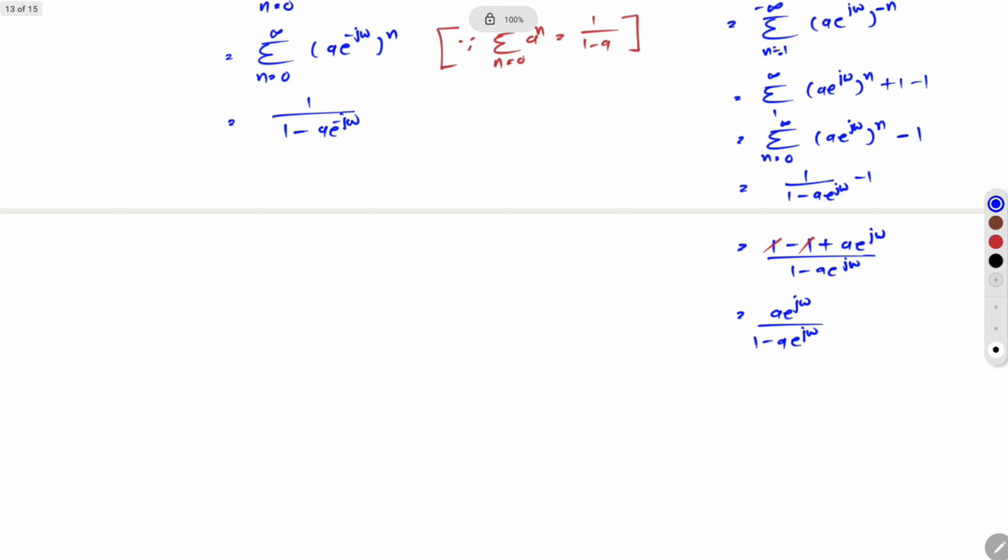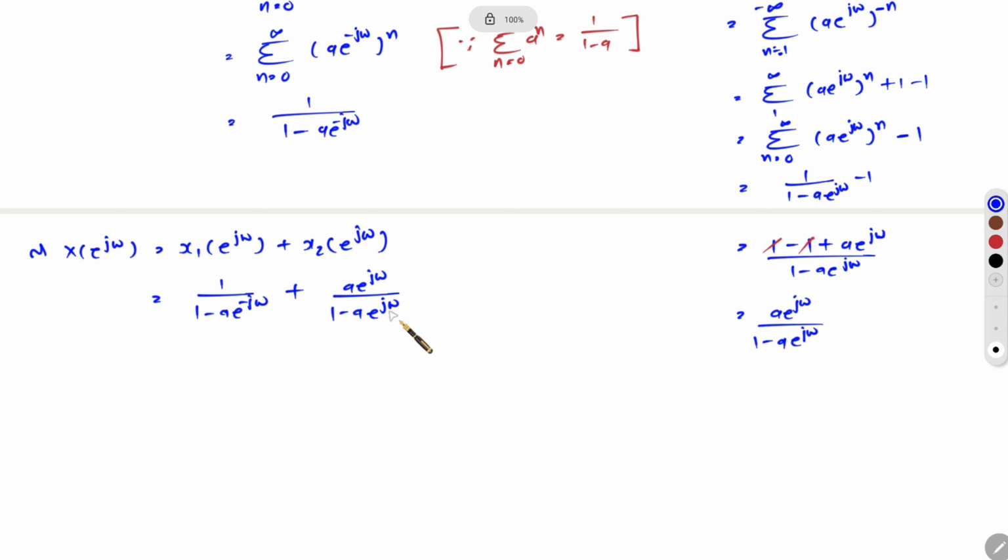So in total DTFT, that will be x of e to the power j omega, that is x1 of e to the power j omega plus x2 of e to the power j omega. x1 of e to the power j omega, that is 1 divided by 1 minus a e to the power minus j omega, and x2 of e to the power j omega, that is a e to the power j omega divided by 1 minus a e to the power j omega. Now let us do cross multiplication.